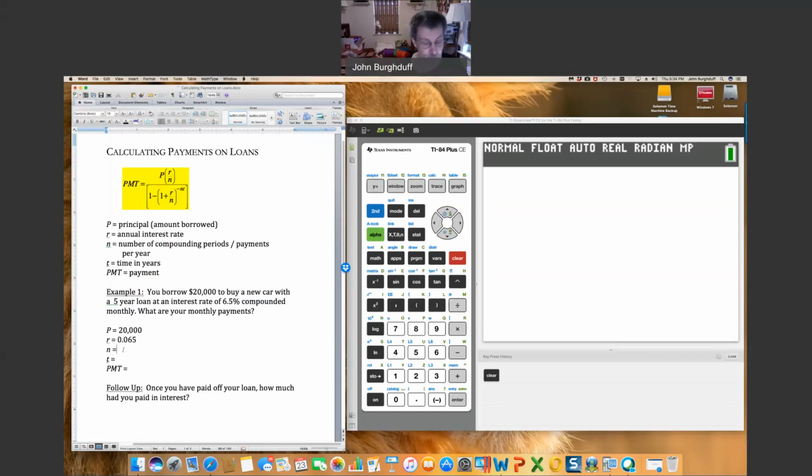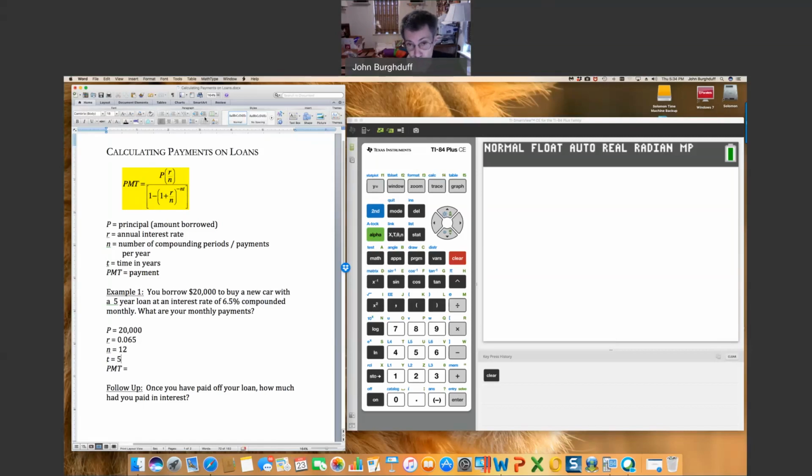N is the number of compounding periods and also the number of payments per year. We're talking about monthly payments, so that would be 12 in a year. And T is the time in years that the loan extends over. This is a 5-year loan, so T is 5. Now we will plug this into the calculator to get the exact value.